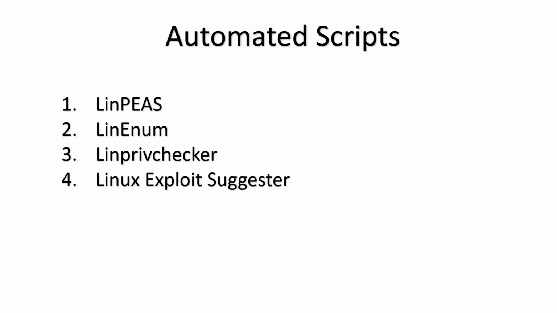However, if you are experienced and you have some knowledge, then you can view the results of these tools and save some time on your Linux privilege escalation. So there are 4 tools in my list. First one is linpeas, second one is linenum, third one is linpriv checker, fourth one is Linux exploit suggester. In my practical portion of this series, I'll be making practical videos on how to use this tool. For now, you can just Google all these tools and try doing experiments with these tools on your own. Although linpeas is my favorite.